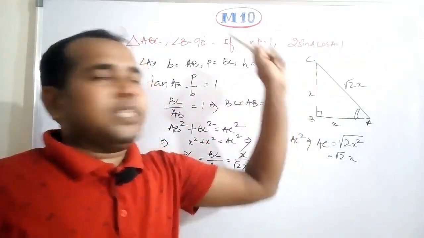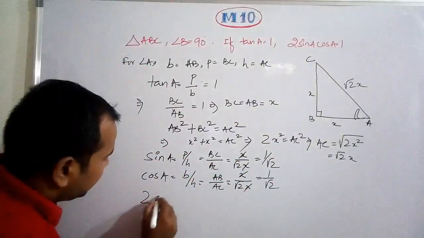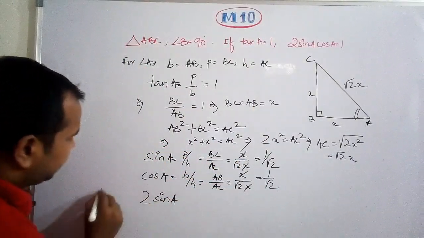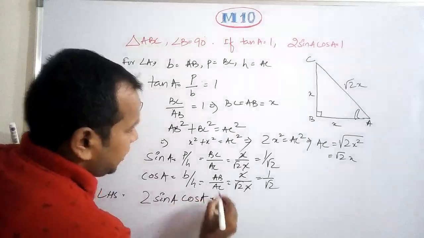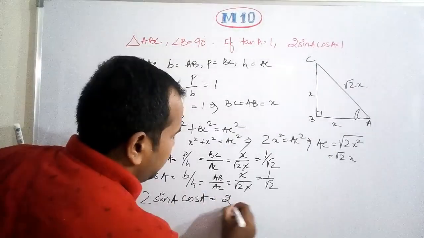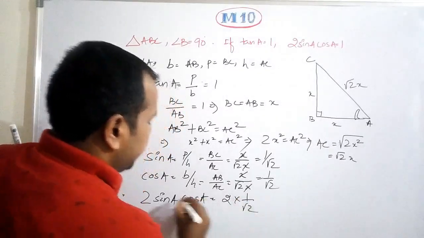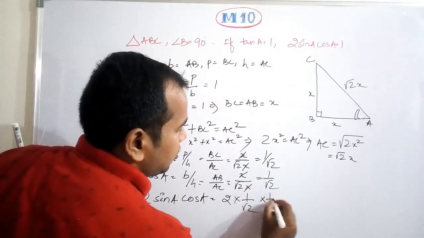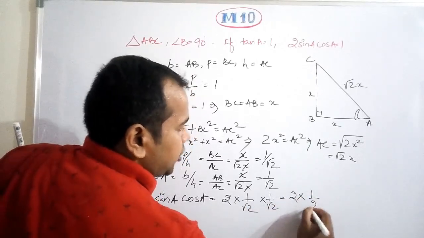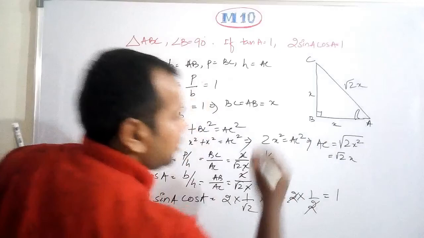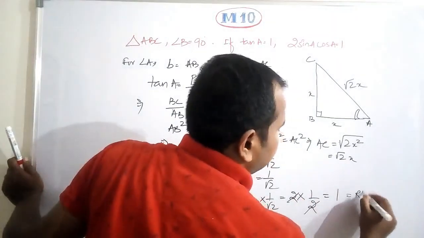Okay. Now you have got these values. Now you have to prove this. So what is LHS? Your 2 sin A into cos A. Now put the values. 2 into 1 by root 2, sin A, and cos A is also 1 by root 2. That is, root 2 into root 2 is 2. So what you are getting? 1. That is equal to RHS.